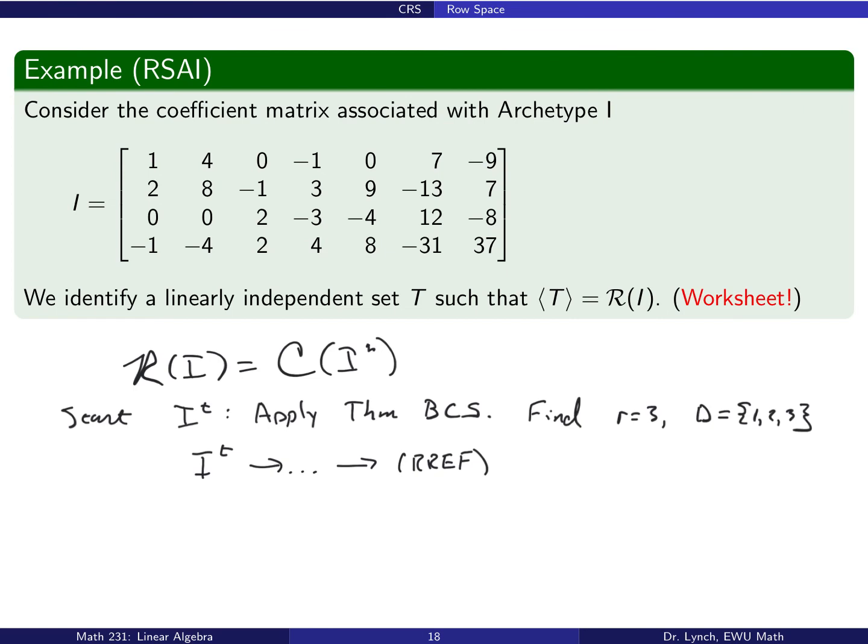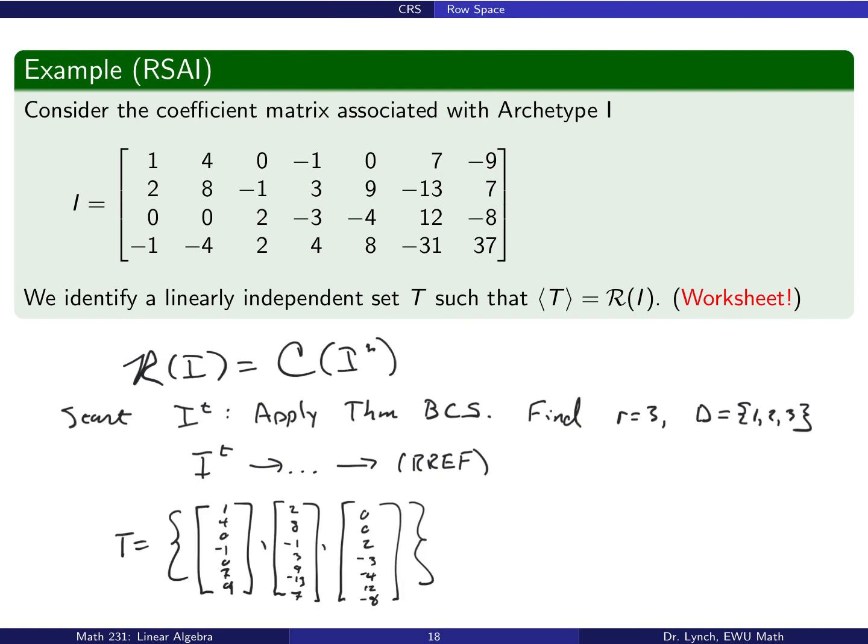So we go back to I transpose and keep the first 3 columns as the basis of the column space of I transpose. Now, of course, that's the basis of the row space of I. Here are those three vectors corresponding to the reduced row echelon form of the matrix I transpose. So the row space of I is the span of this set T. Again, what we did is apply theorem BCS to I transpose.